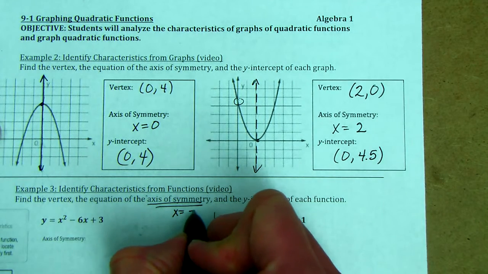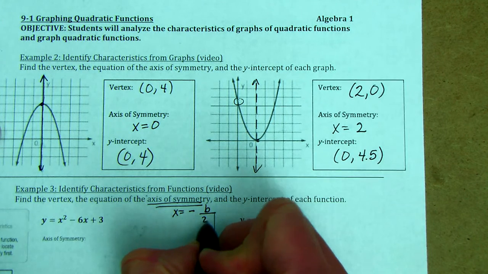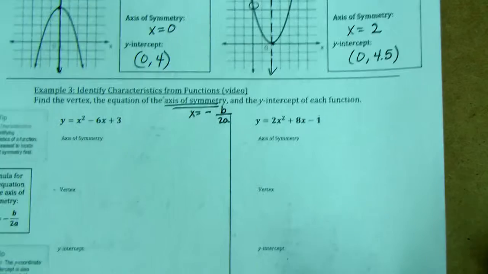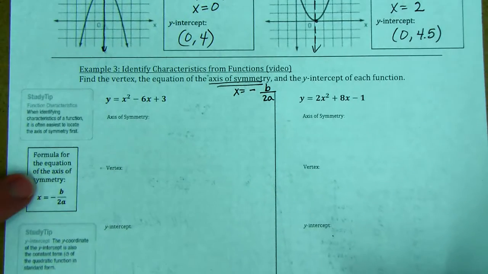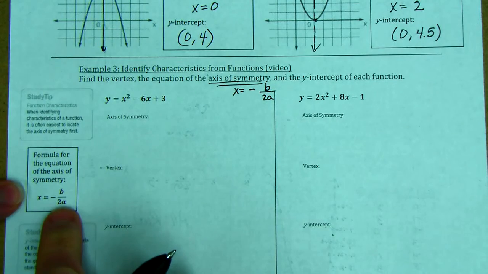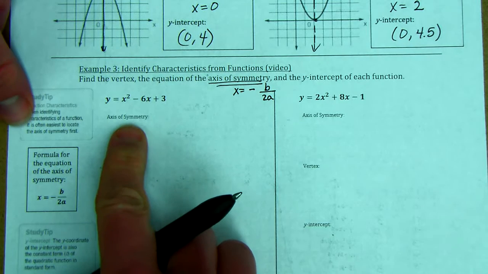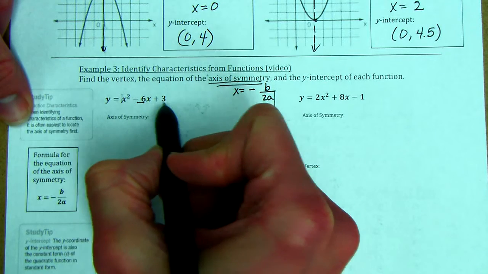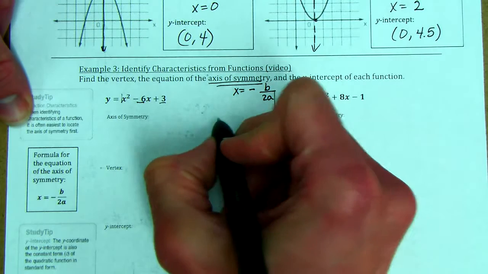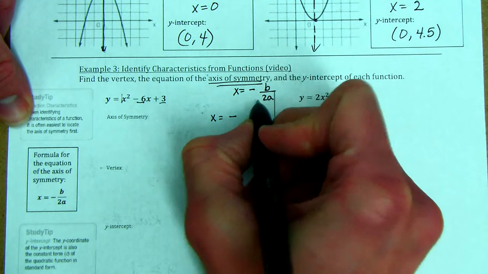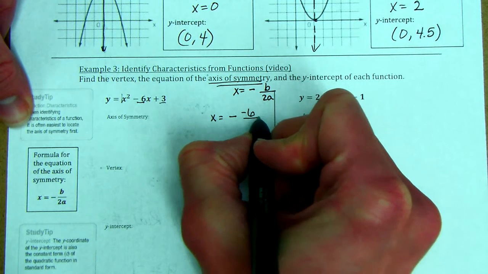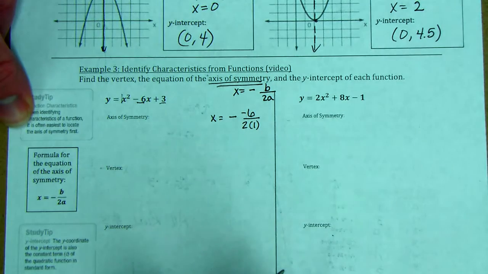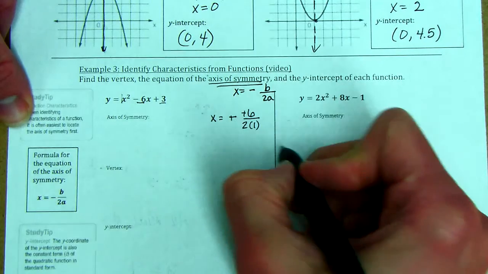All right, so here we go. Now remember, I guess I shouldn't have had to write that. It's right here. To find my axis of symmetry, remember, a is 1, b is negative 6, c is 3. So I've got negative 6 over 2 times 1. If I have a negative, guess what? It makes it positive 3. So x equals 3 is my axis of symmetry.